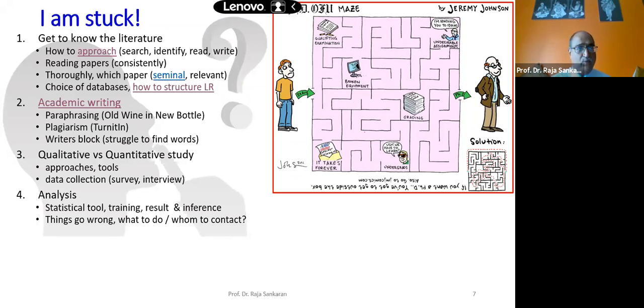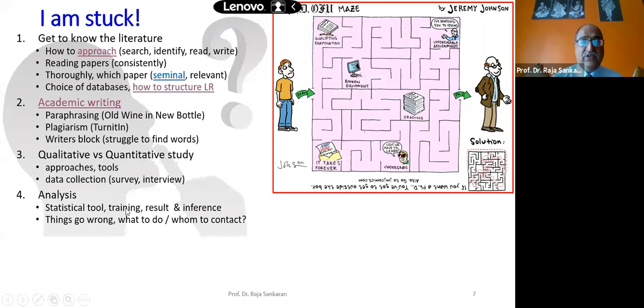In the analysis, which statistical tool should I use? For example, if I talk about only quantitative techniques, if I'm using structural equation modeling, I need to first of all give a justification of why I am using structural equation modeling. Why not regression? And similarly, if I talk about the tools, should I use SPSS-AMOS? Should I use PLS-SEM? Should I use R? And why?